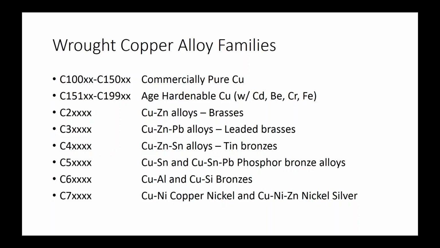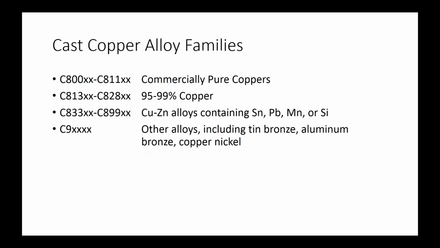The 600 series, copper aluminum and copper silicon bronzes. 700 series, copper nickels and copper nickel zinc alloys, nickel silvers. Nickel silvers are called that because you add nickel and you get silver color, not because there's any silver in them. In the cast copper alloy families, commercially pure coppers inhabit a very small range up to 811.